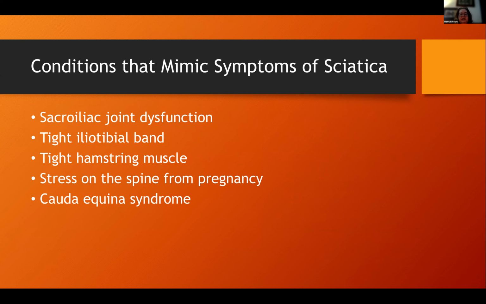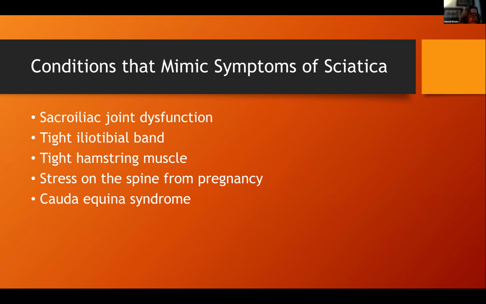There are some conditions that can mimic symptoms of sciatica. So sacroiliac joint dysfunction, where joint problems in the pelvis cause pain in the buttocks that may radiate down into the upper leg. There may be a tight iliotibial band, which is the tendon that runs down the length of the outer thigh. Tight hamstring muscle can also mimic symptoms of sciatica.